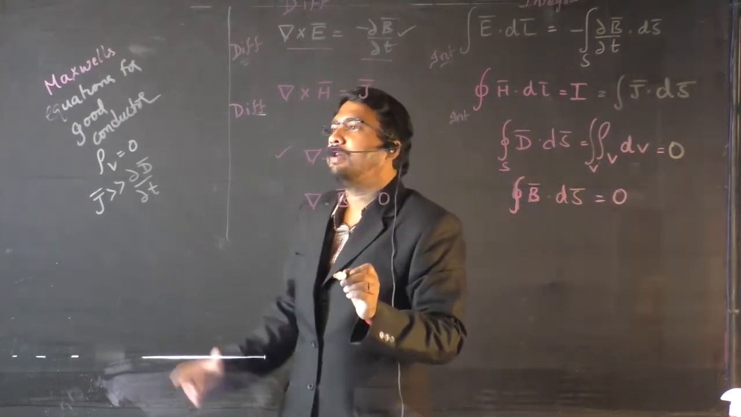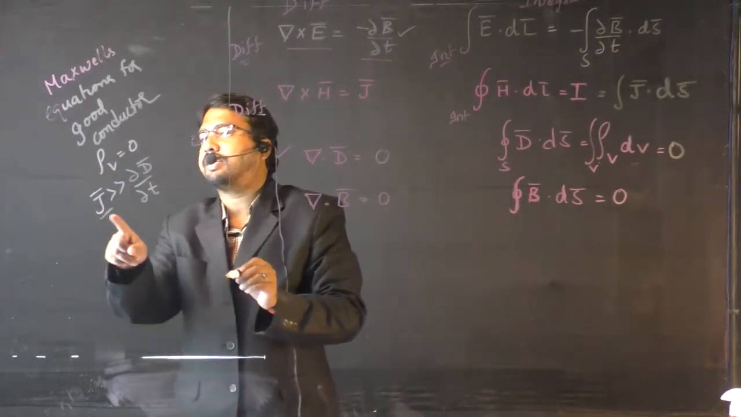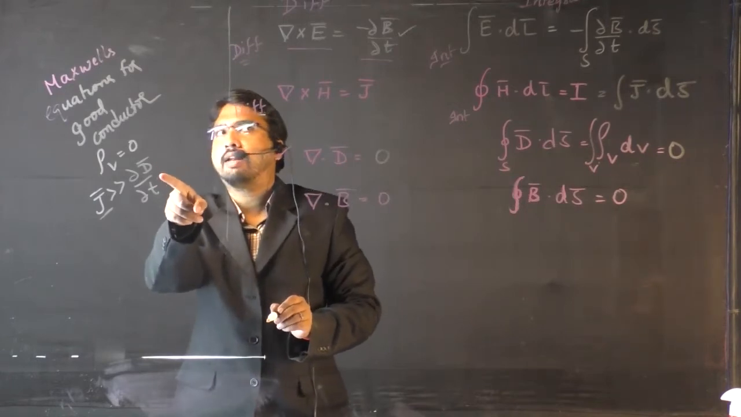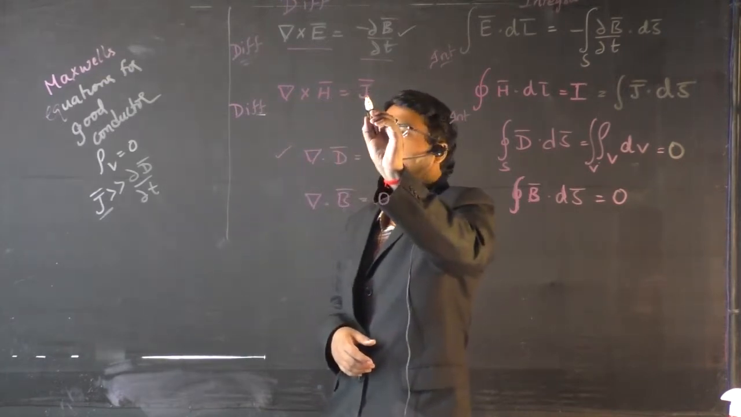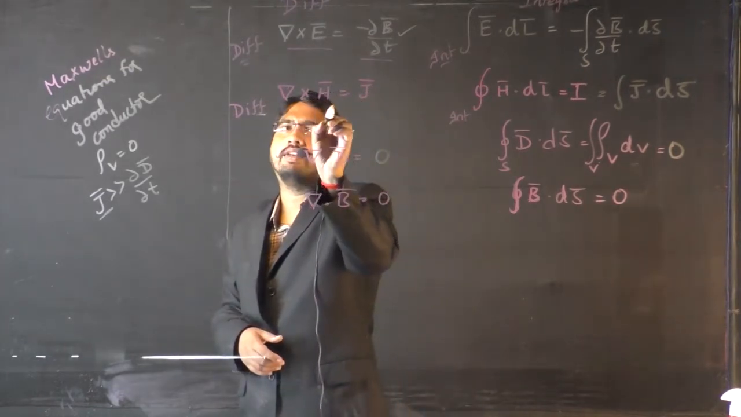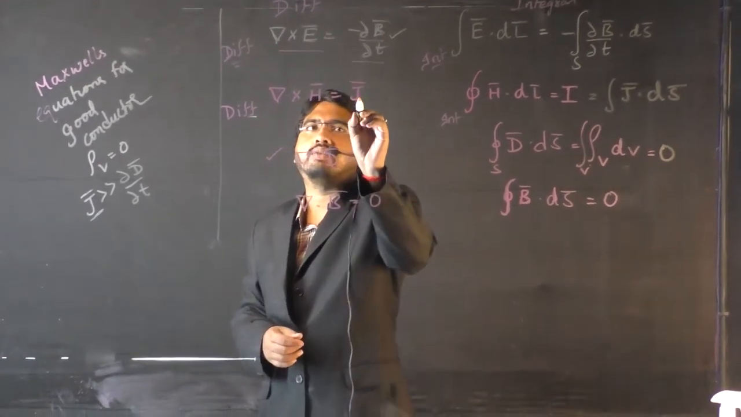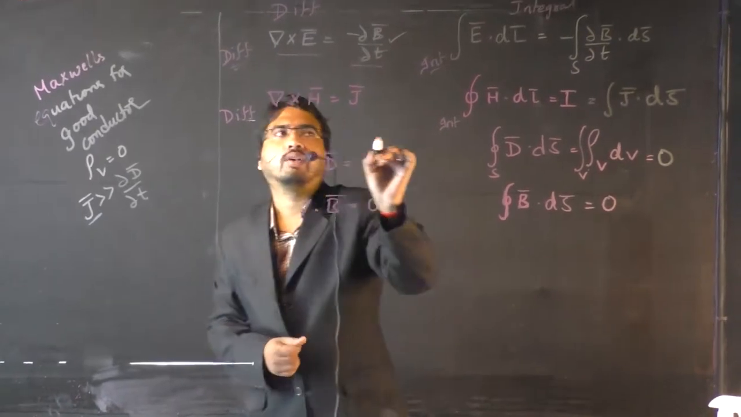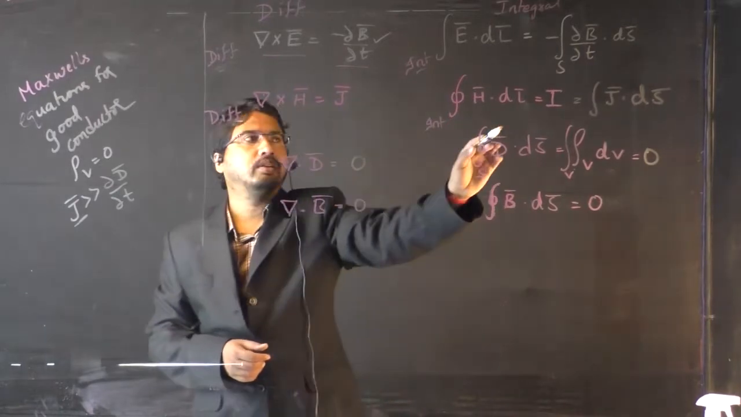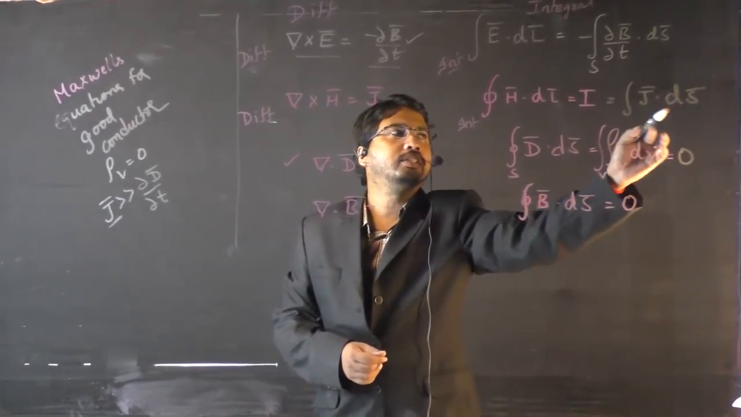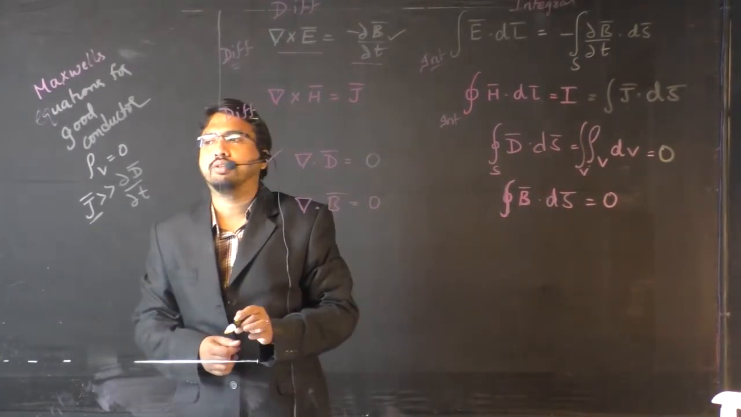This is constant. But for the modification here, we are saying that the conduction current density Jc is much greater than dou D bar by dou t. So it is enough if we write the normal conduction current density J bar. So Ampere's law will be modified as the second Maxwell's equation, which is del cross H bar is equal to simply J bar. That's all. And in integral form, we can write integral H bar dot dl bar is equal to I, which is equal to integral J bar dot ds bar. This is the normal Ampere circuital law, which is valid for a good conductor.